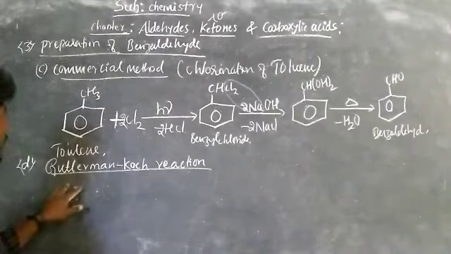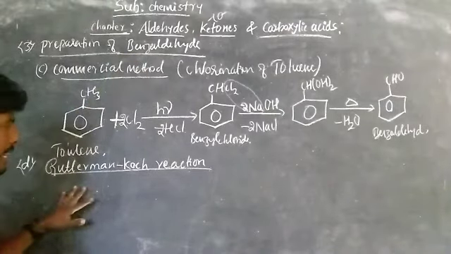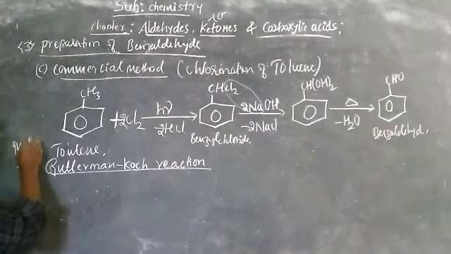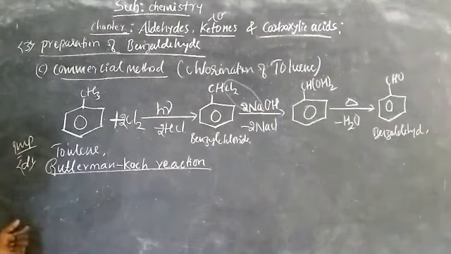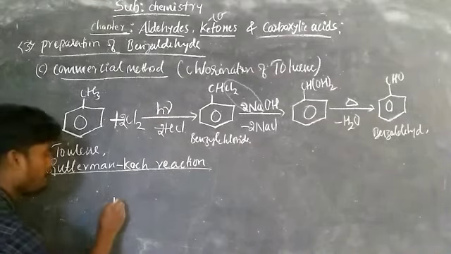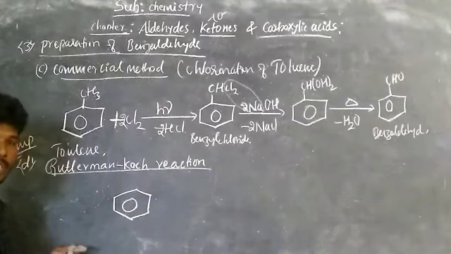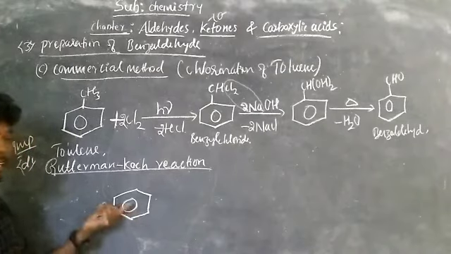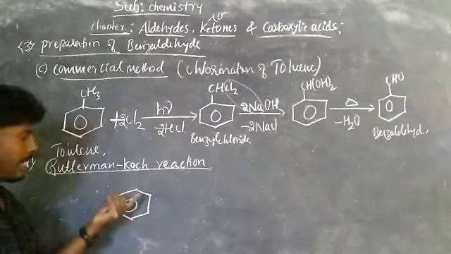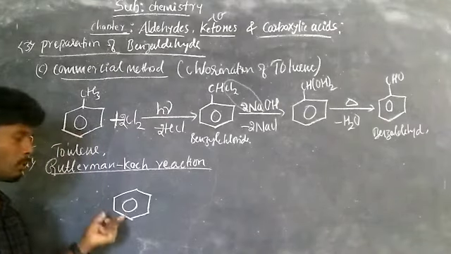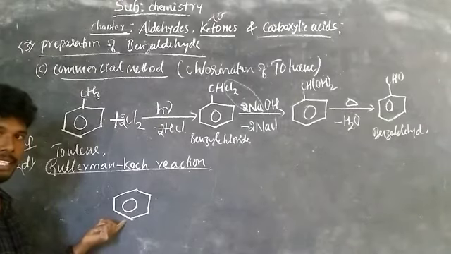The fourth method to prepare benzaldehyde is the Gattermann-Koch reaction. This Gattermann-Koch reaction is very important for the exam. The beauty of the Gattermann-Koch reaction is that we are taking benzene, but in the other 3 reactions we are taking toluene. In the Gattermann-Koch reaction they take benzene as the reactant.